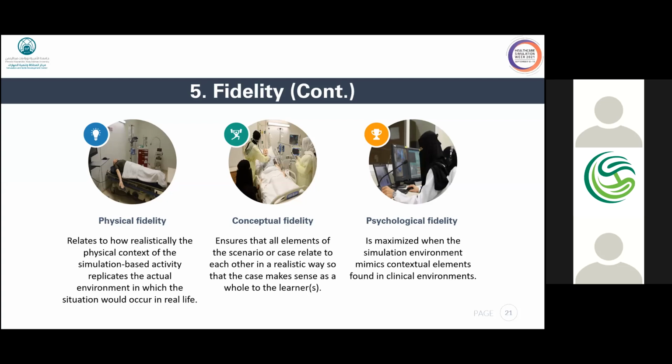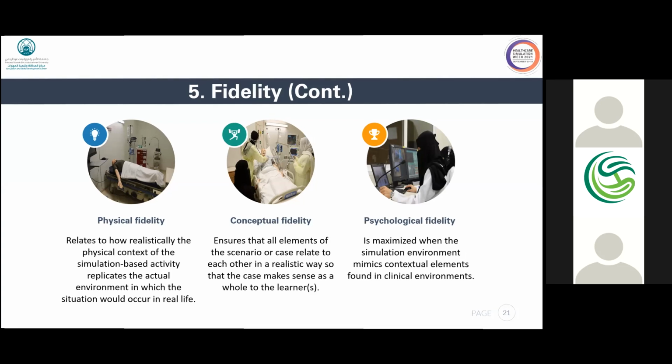So we sometimes add noises or sounds that are similar, for example, to the OR rooms. This will make the simulation experience more realistic to the participants, and we will achieve a closer reaction to the scenario than if we don't clarify it in the design.